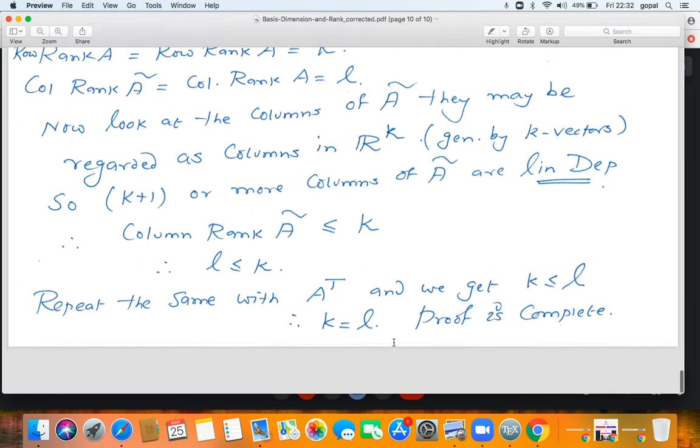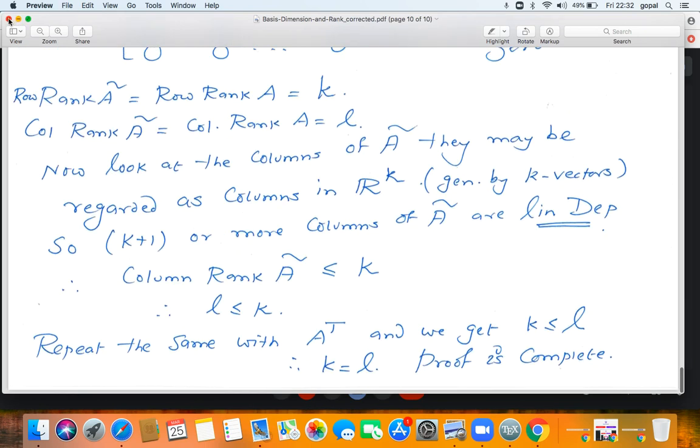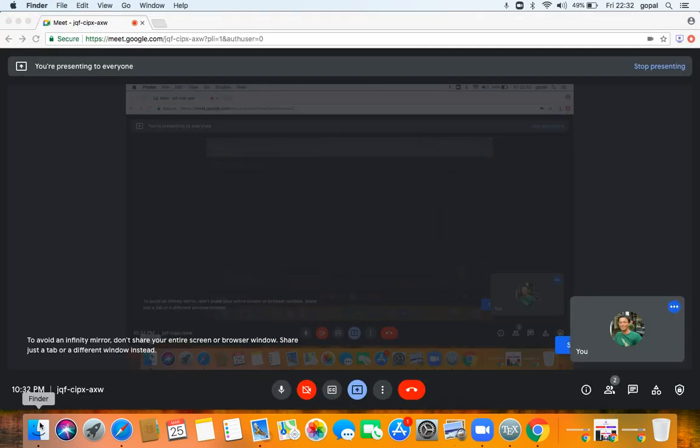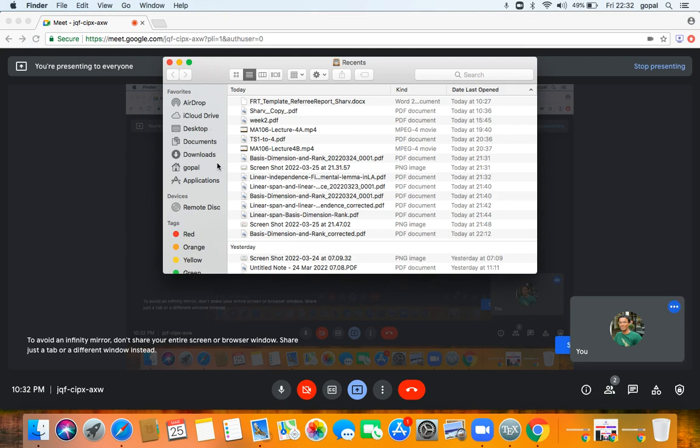So we have proved that the row rank of A equals the column rank of A. The common number is called the rank of A.